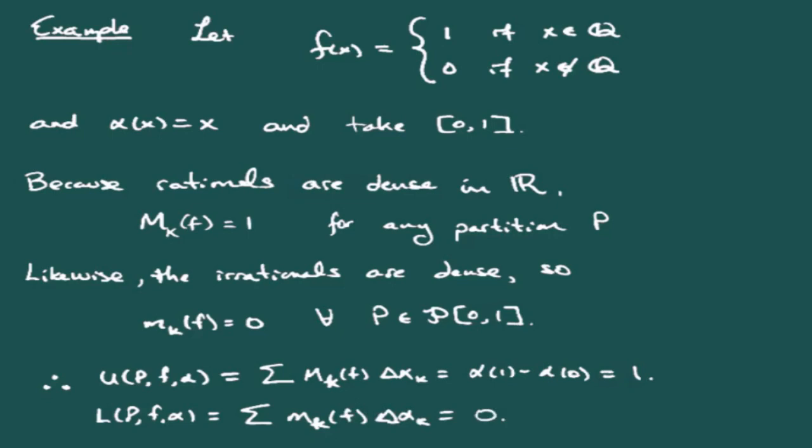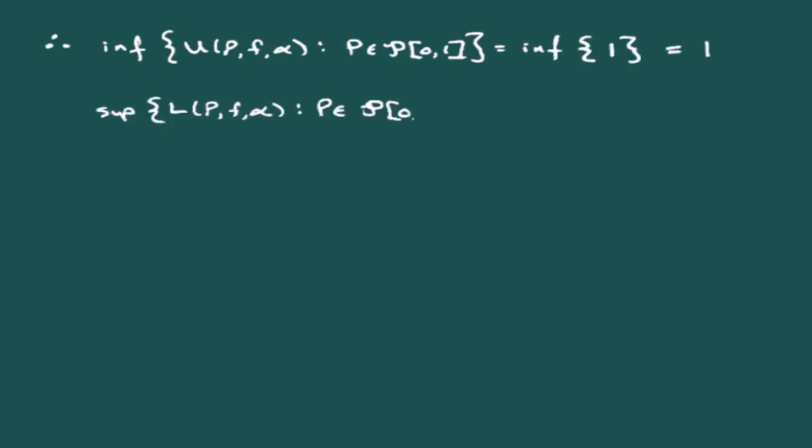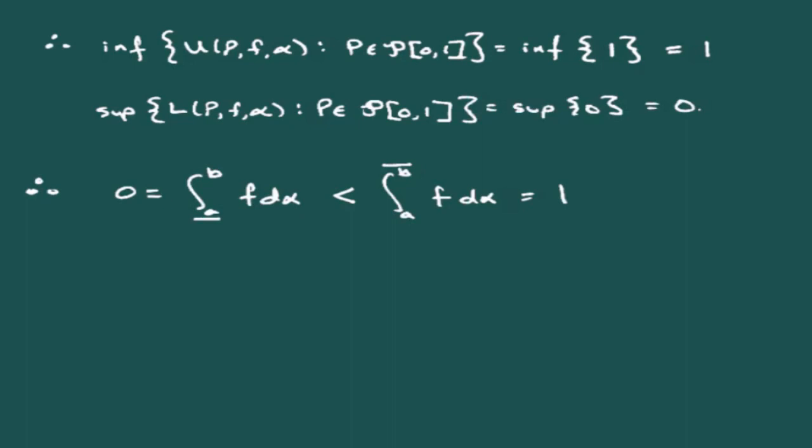And so in essence, what are we doing? We're taking the infimum over a set of singleton 1, which is just 1. We're taking the supremum over a set of singleton 0, so that one's just going to be 0. Our lower Riemann Stieltjes integral is going to be 0. Our upper Riemann Stieltjes integral is going to be 1. And so sure enough, in that particular case, they're not going to be equal.